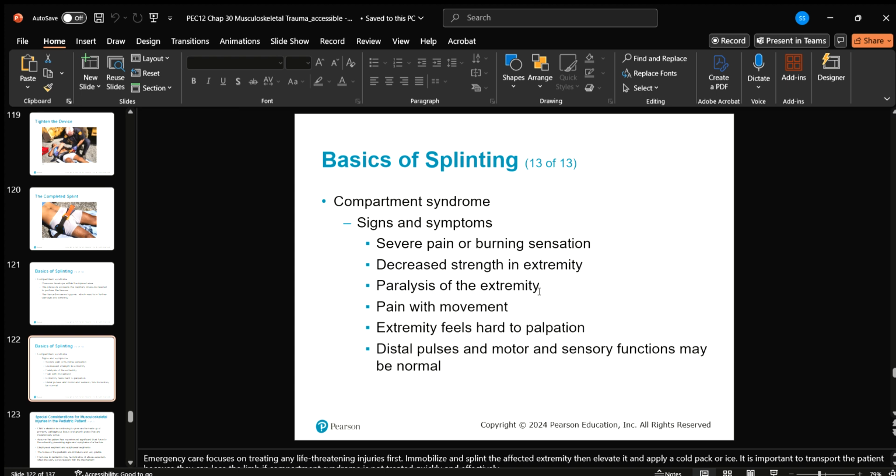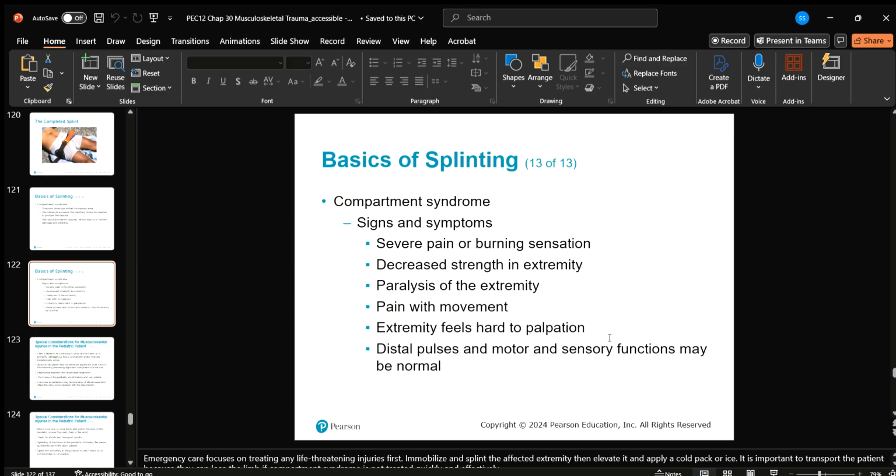Paralysis is a possibility. You may get that paresthesia, that numbness and tingling that we talked about before in the 6 Ps. Okay, the extremity may feel hard to palpation. Why would it feel hard? Well, it has such a buildup of blood that it is just rigid. I know we're talking about musculoskeletal, but think about abdominal injuries. When they have internal bleeding in their abdomen, the abdomen gets very hard and rigid. We may see the same thing here in our extremities if we have a lot of blood building up in those compartments.